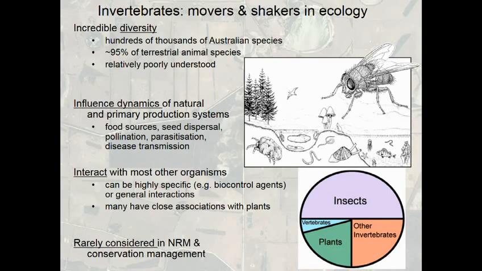However, despite their diversity and their functional importance, and this was alluded to before, they are hardly ever considered in conservation management and in NRM. There's one insect listed as endangered in South Australia, which doesn't really make sense, but that's how it is. And that's basically only a regional listing for Kangaroo Island.